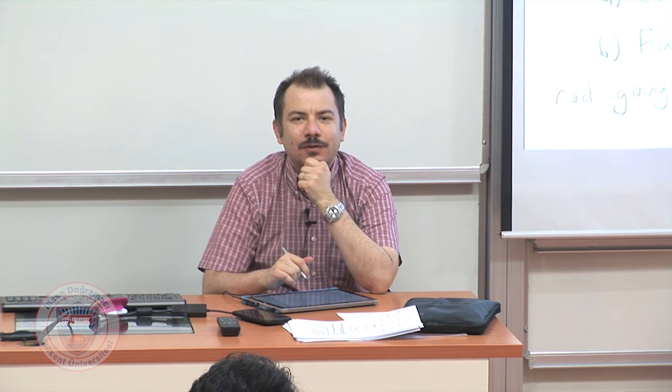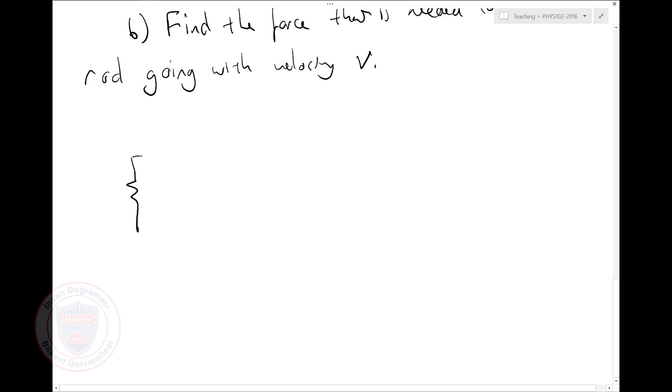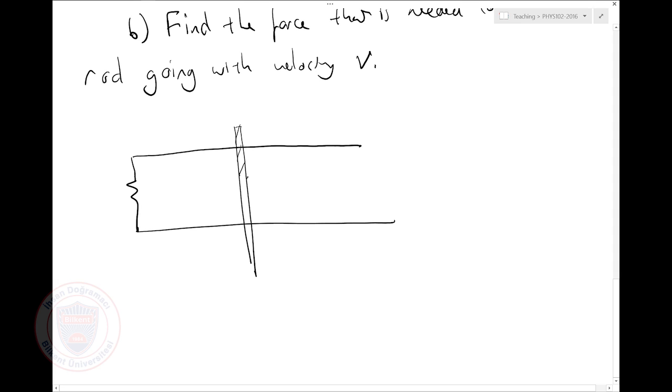Again, I'm asking for the force, which means you should also find the direction and the magnitude of the force. Okay? Now, first of all, why is there any current in the circuit? Let me redraw this a little more quickly. What's happening when the rod is moving with velocity v? The area of the loop is changing with time.